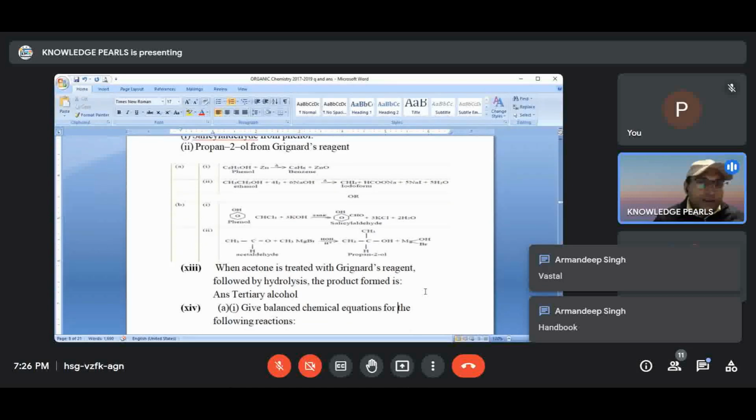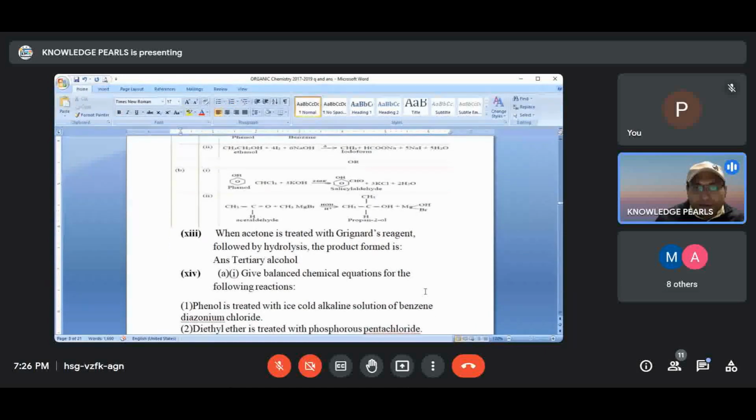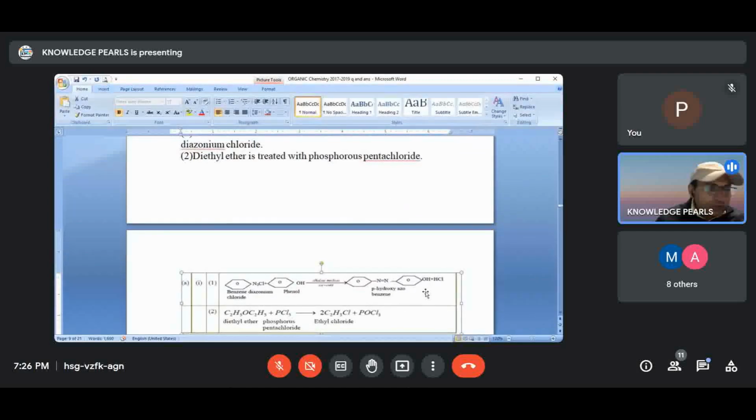Okay, now acetone is treated with Grignard reagent, what? 3 degree alcohol. So I am left with 4 to 5 minutes. I will be just rushing up the things. If anyone is having any doubt, you can also find out these questions.